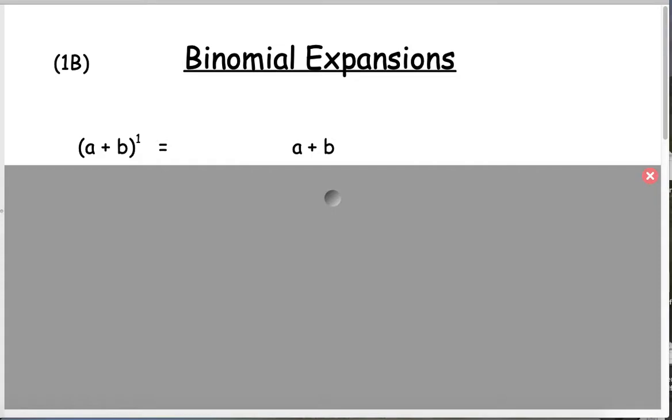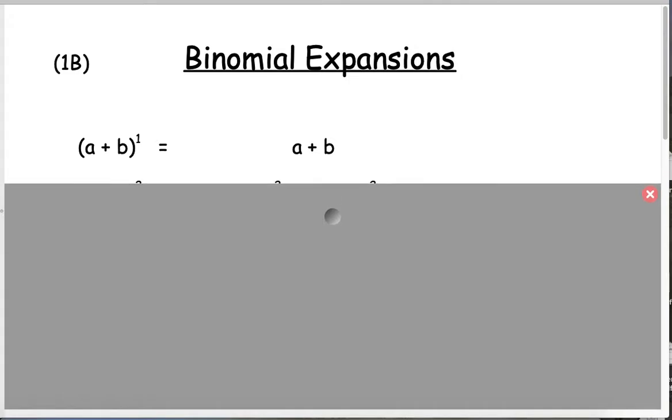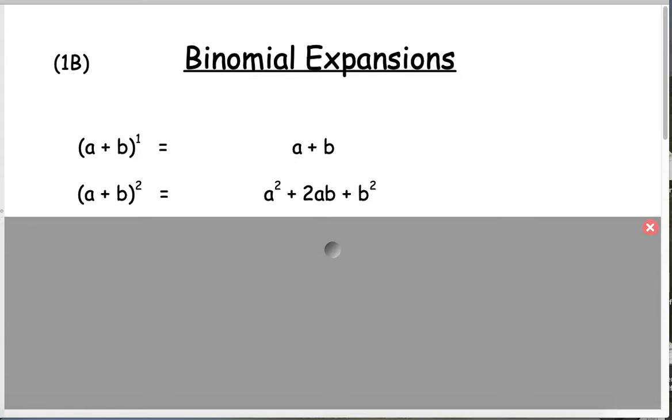Hi, today we're going to start focusing on binomial expansions. What's a binomial? A binomial is an algebraic expression with two terms. So for example, a plus b is a binomial. If I raise that quantity to the first power, I just get a plus b, obviously. If I raise it to the second power, we get a squared plus 2ab plus b squared.